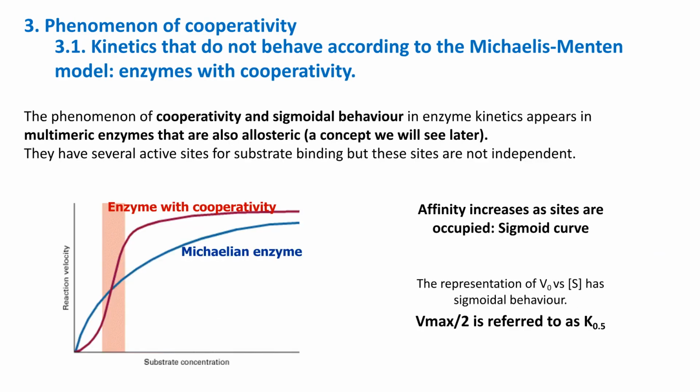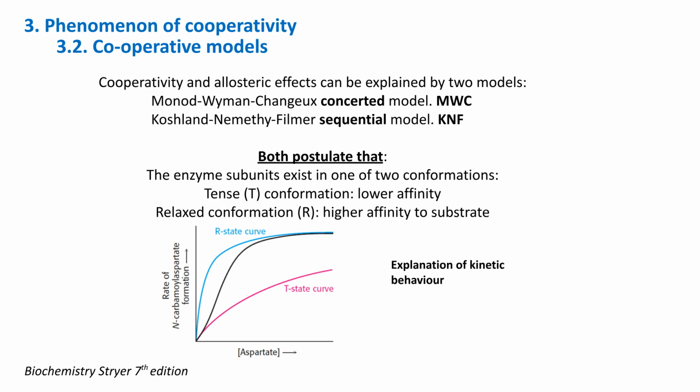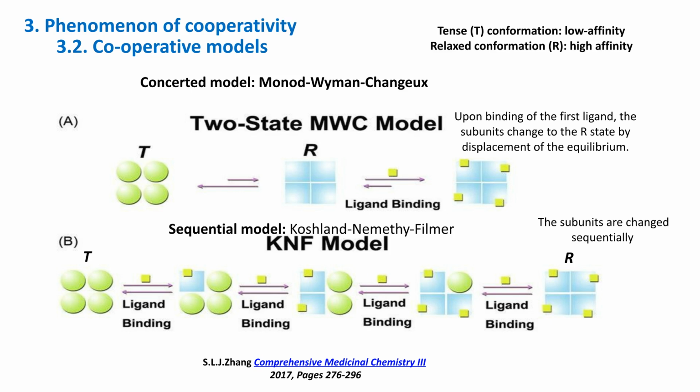For enzymes with cooperativity, the V0 versus S plot is sigmoidal, and Vmax over 2 is referred to as K0.5. Affinity increases as sites are occupied, unlike Michaelian enzymes. Cooperativity and allosteric effects are explained by two models, the Monod-Wyman-Changeux concerted model and the Koshland-Nemethy-Filmer sequential model. Both postulate enzyme subunits exist in low-affinity tense or high-affinity relaxed conformations. In the concerted model, binding of the first ligand shifts the equilibrium towards the relaxed state. The sequential model involves subunits changing conformations sequentially upon ligand binding.